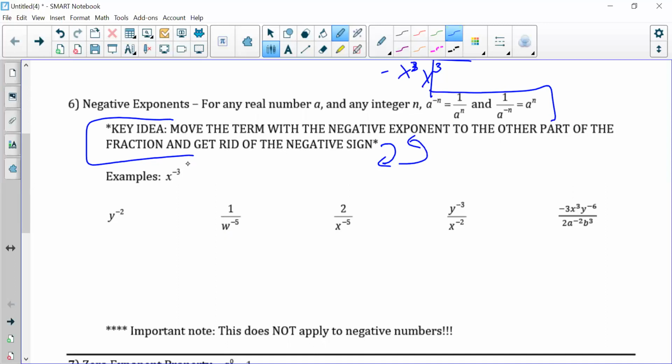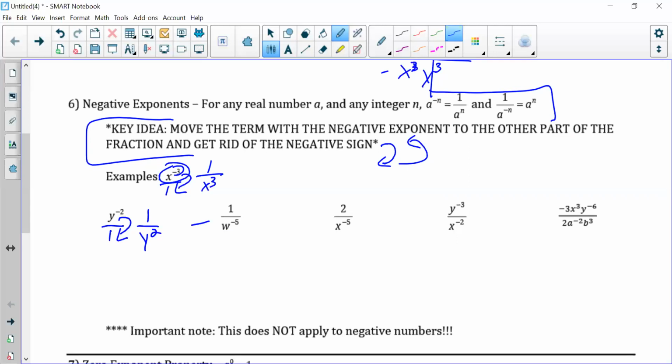So I have x to the negative 3rd. If I want to write this as a fraction, I'd say x to the negative 3rd over 1. But I don't like negative exponents. So I'm going to take this piece that has the negative exponent and I'm going to flip it to the bottom of the fraction. So this then becomes 1 over x cubed. All right, same thing with this one. This is y to the negative 2 over 1. We're going to flip this to the bottom of the fraction, so this becomes 1 over y squared.